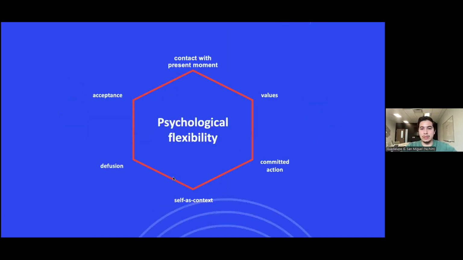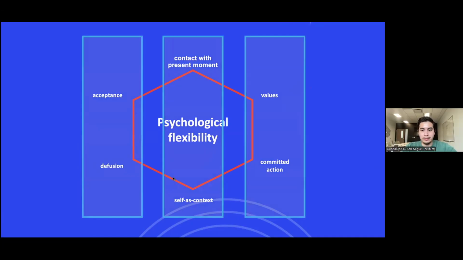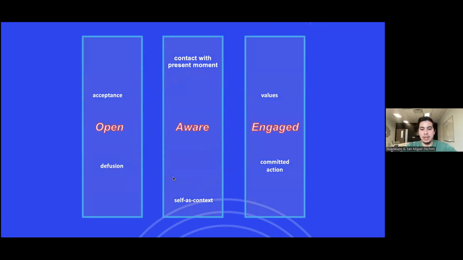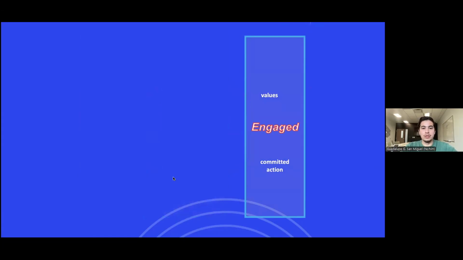And we go about doing this by working on the client's psychological flexibility, because we want them to be more flexible. And the way we do this is using these 6 processes. The cool thing about this is we can break down these 6 processes into 3 pillars. These 3 pillars include open, aware, and engaged. But today, we will primarily talk about the engaged pillar. The engaged pillar includes values and committed action. Now let's go over what values are.